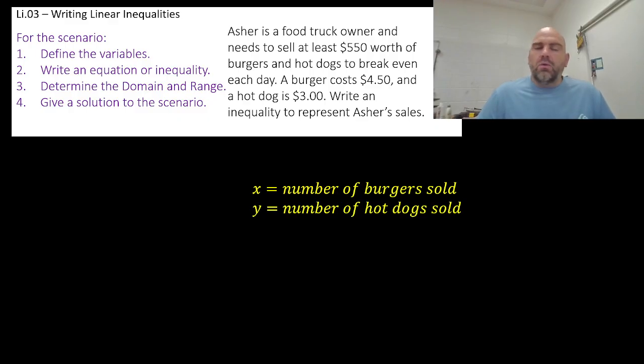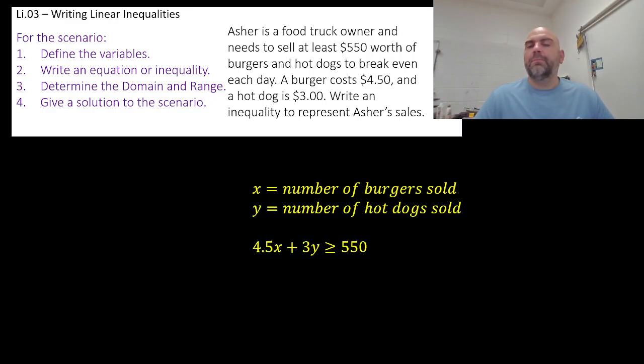Okay. Now, in this case, we are given the total amount of money that he needs to make. But we're using the number of things sold to figure out that total amount of money. What we need to do in this case is figure out the amount of money made on burgers and the amount of money made on hot dogs. And to do that, we have to multiply the number of burgers sold, that's our X, and we're not changing our X and Y here. We need to multiply the number of burgers he sells by $4.50, and the number of hot dogs he sells by $3.